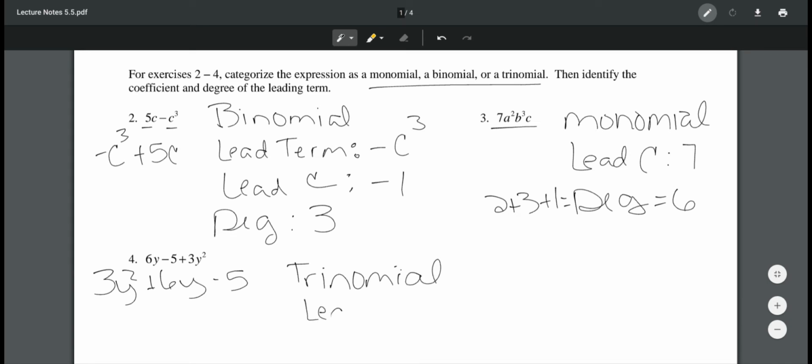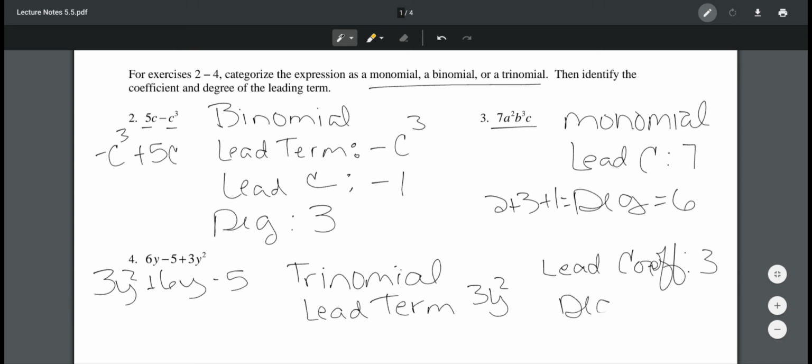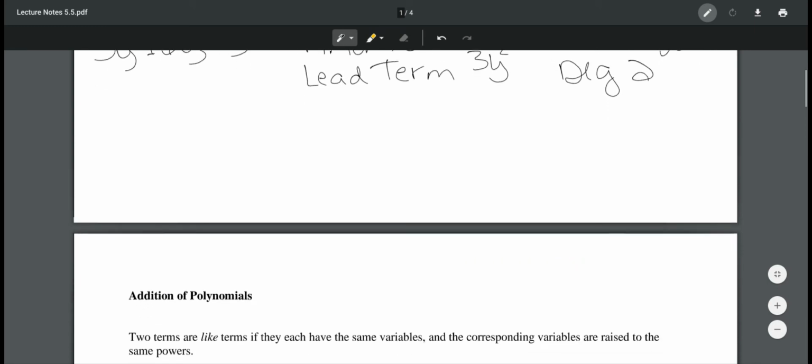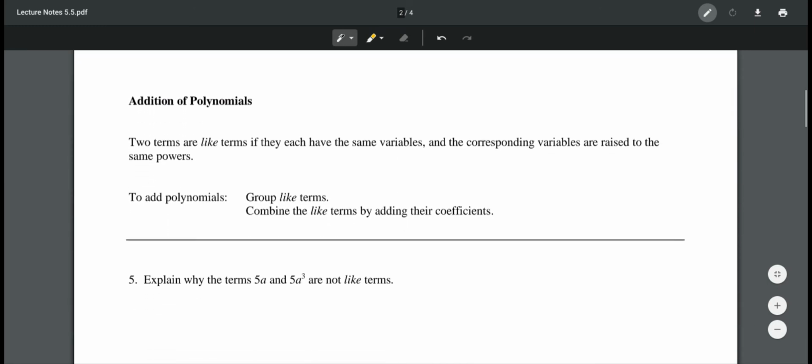The leading term is 3y squared. The leading coefficient is 3, and the degree is the exponent 2. If you have any questions about that, please make sure you let me know.